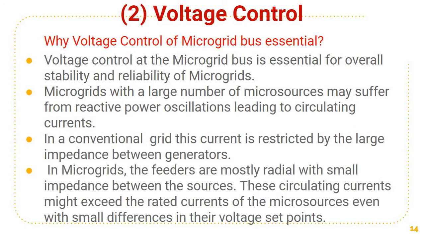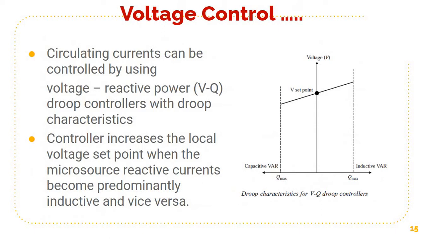In a microgrid, the feeders are mostly radial and the impedance between two microsources is small. So what will happen is this circulating current might exceed the rated current of the microsources, damaging the microsources or tripping them. Now these circulating currents can be controlled by using voltage-reactive power droop controllers with droop characteristics.